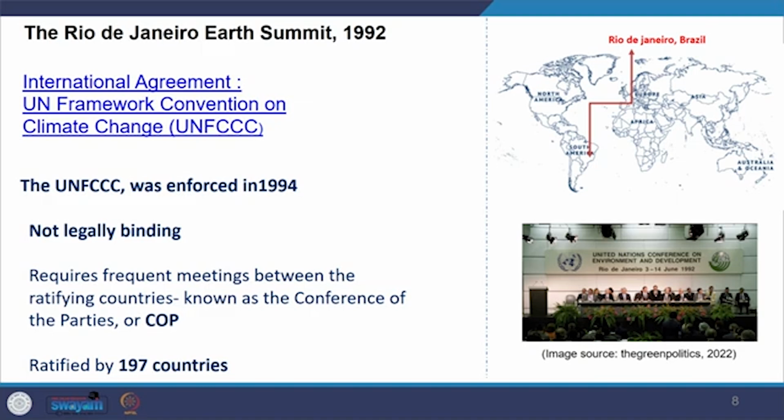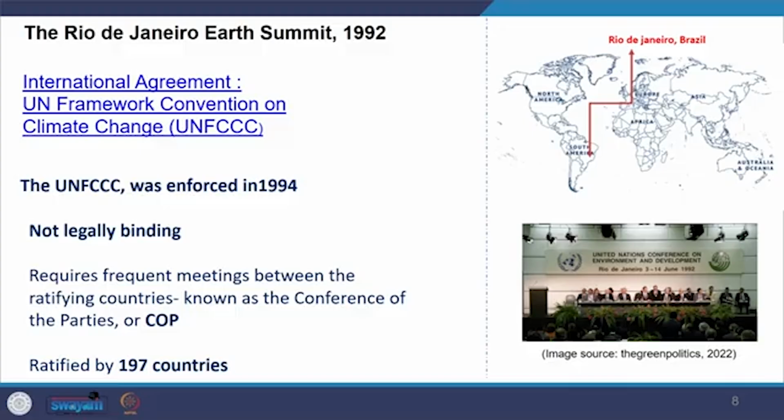Among them is the UN Framework Convention on Climate Change, UNFCCC. This framework aims to prevent dangerous human interference in the climate system. It accepts that human activities are creating climate change. So that kind of acceptance happened here, and it was recognized that climate change is an issue of global concern. So it happened at this time. The UNFCCC entered into force in 1994.